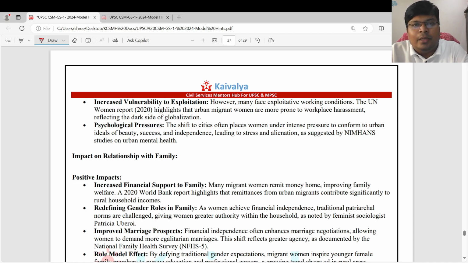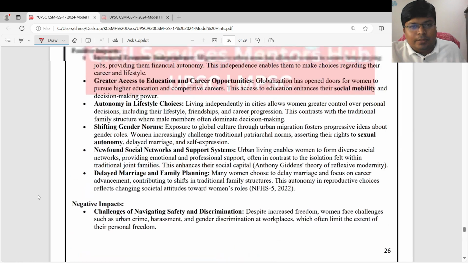If you interpret the question in the right context, in the right direction, and if you diversify your answer with relevant content but present it in an innovative form, then it will help you fetch more marks. So that is our purpose.